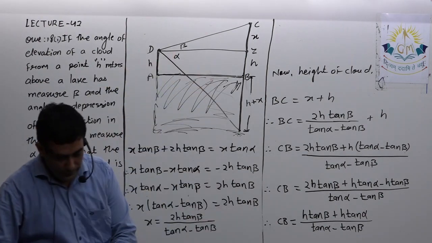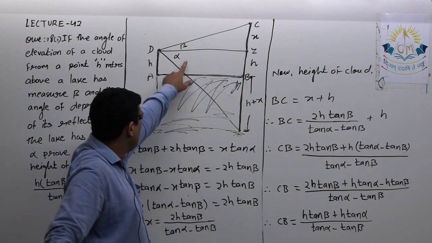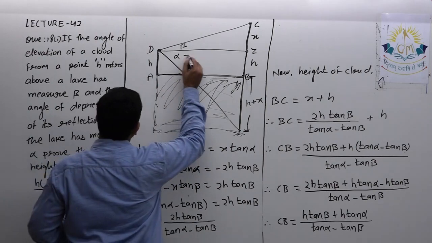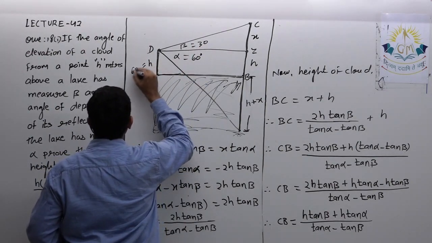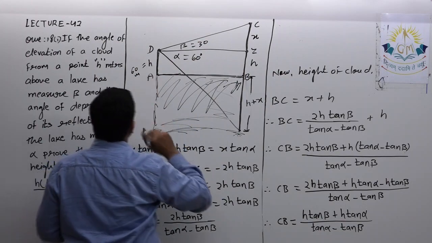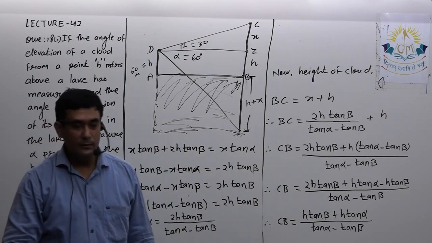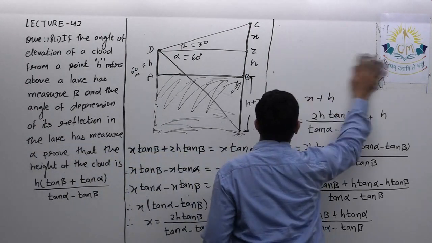Instead of beta it is given 30 degree, and the angle of elevation, that is alpha, is equal to 60 degree. So actually these changes are given. This is 60 degree, this is 30 degree and this is 60. So with the same method, just putting these values, you may get the answer. Okay, so after this, we'll see one extra question.